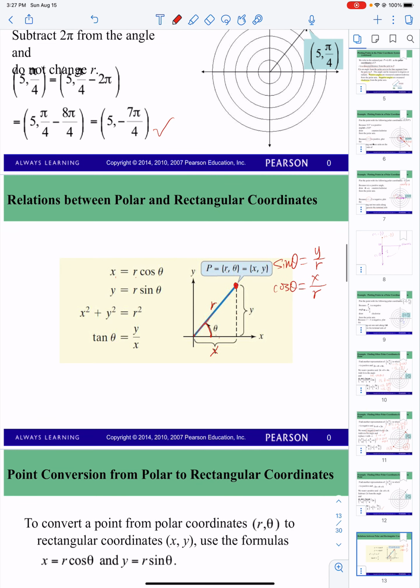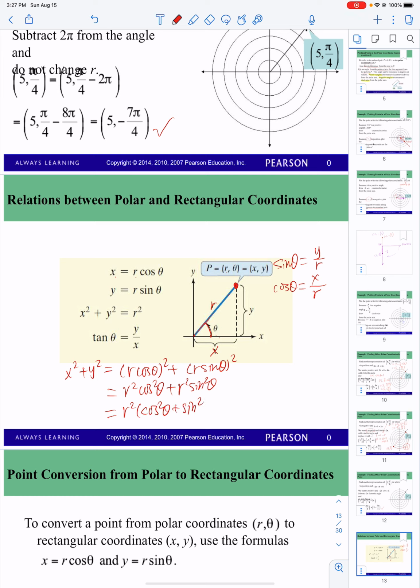Okay, so then what else do we know? X squared plus y squared equals r cosine theta squared plus r sine theta squared. So it will be r squared cosine squared plus r squared sine squared. So what do you have? R squared times cosine squared plus sine squared. Cosine squared plus sine squared is 1, yeah, so that's a famous identity. So you have r squared. This is how you get it.